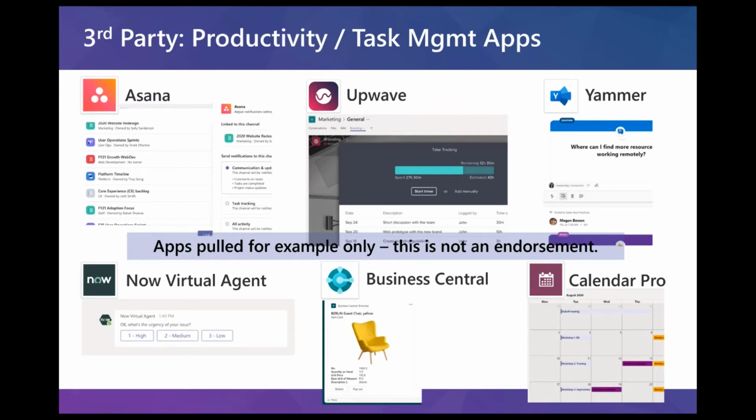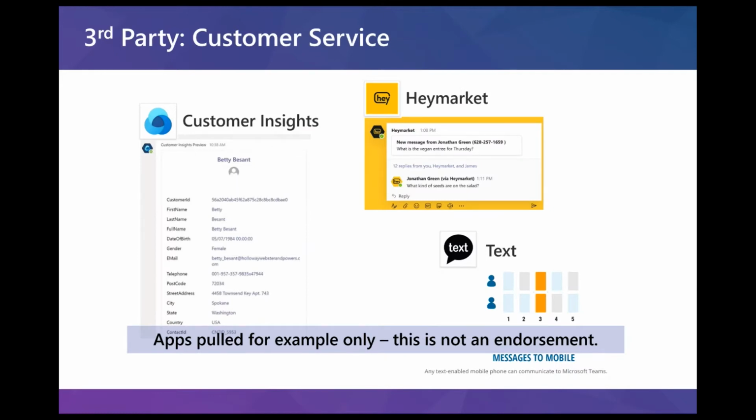All right. We know one of the most important things as it pertains to first line workers is our customers. Happy customers equals revenue equals happy corporate. So there are actually third-party apps out in the stores that provide information to help you provide better customer service. So customer insights. I pulled a Dynamics 365 one out here, but let's think about it from a retail perspective.